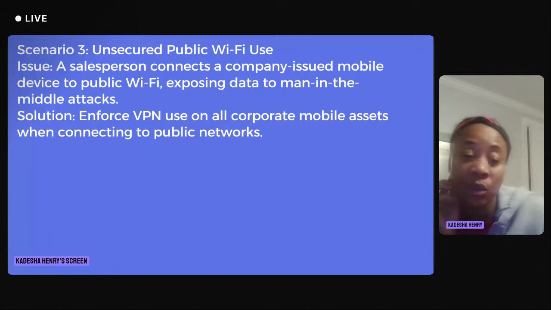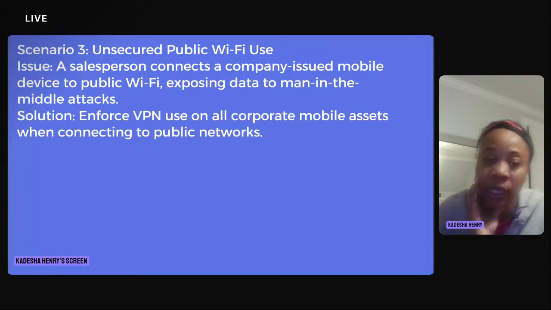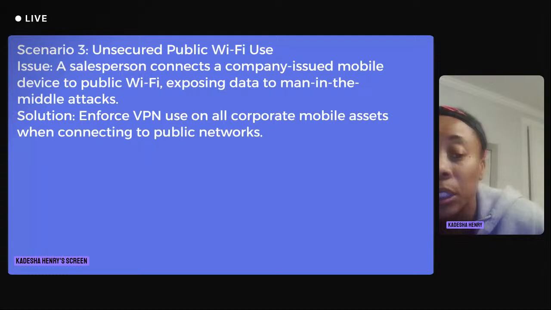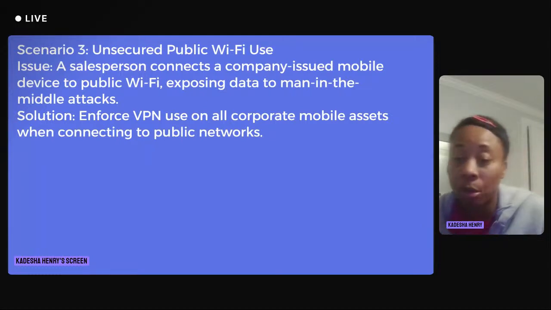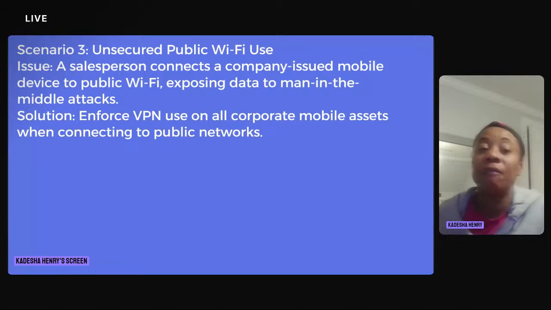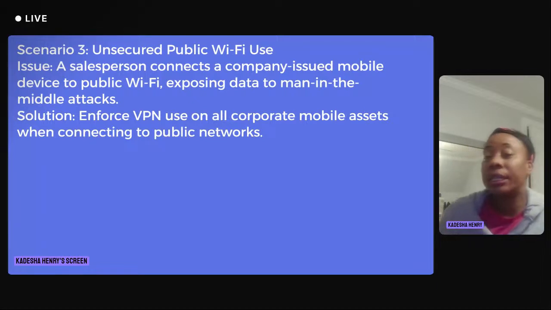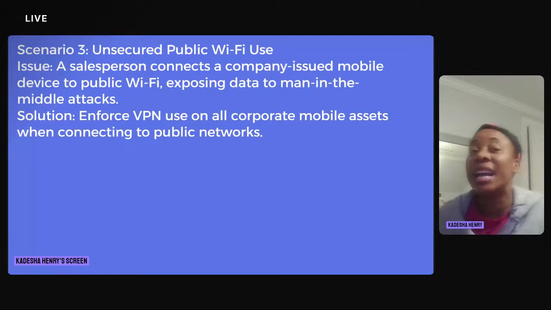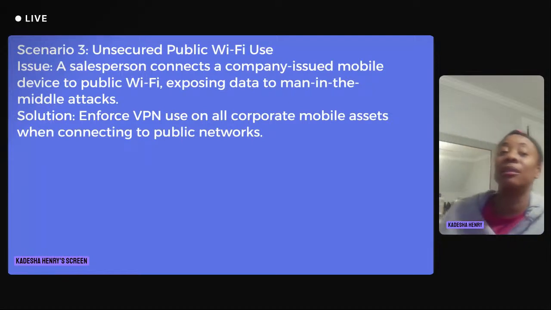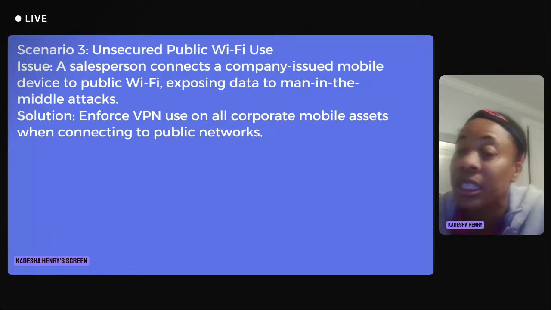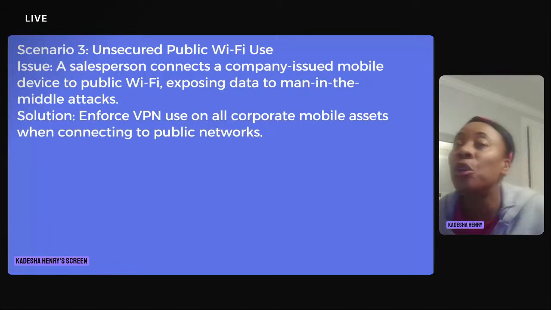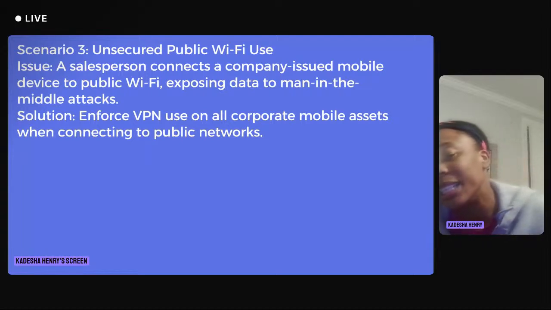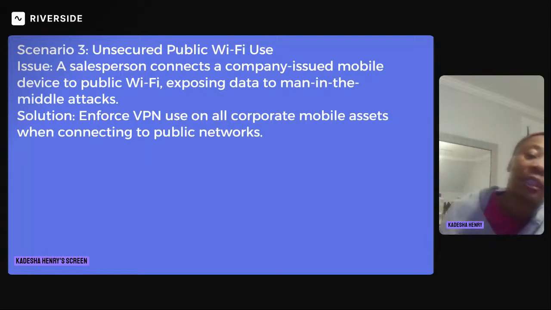The untrusted network would be the public Wi-Fi, right? So we have to enforce the VPN use on all corporate mobile assets. And if that is not enforced, then what is going to happen is that you, as the salesperson, are going to find out that you're exposing the organization's sensitive data to a man in the middle. I remember what we said: man in the middle is somebody that is in the middle of you and the company trying to steal the data, trying to intercept the data.